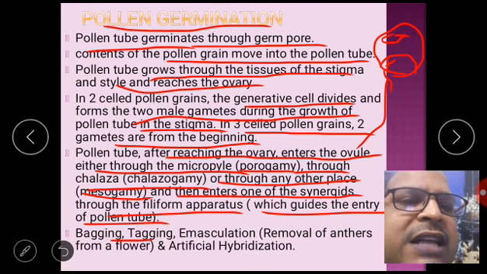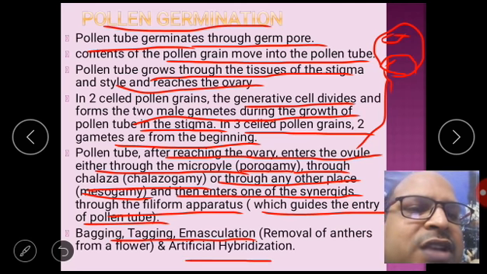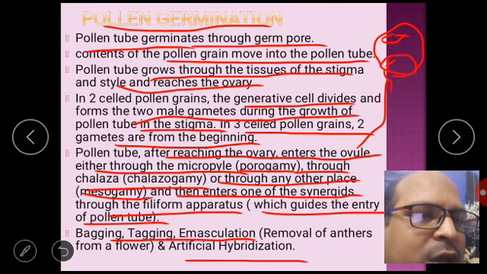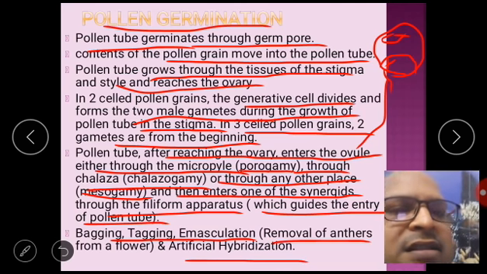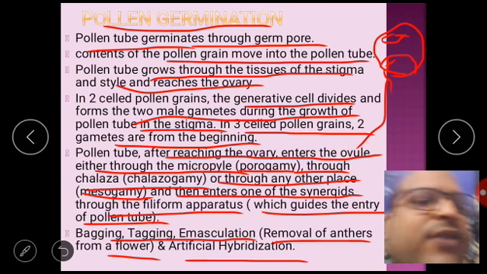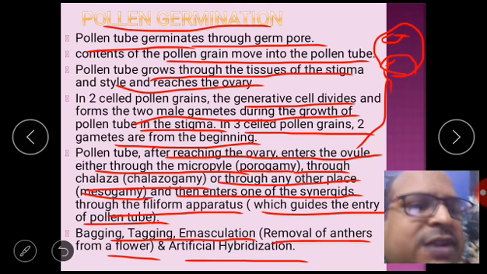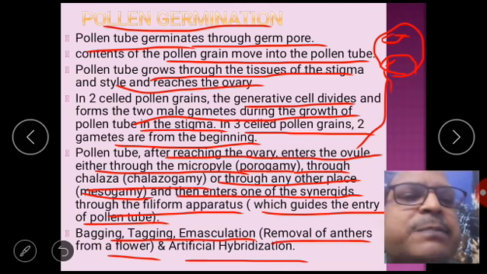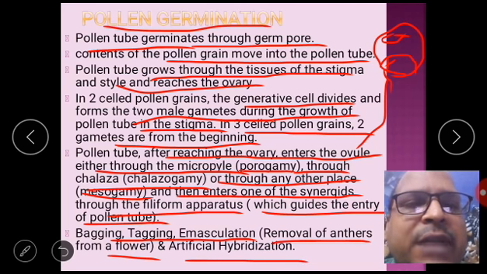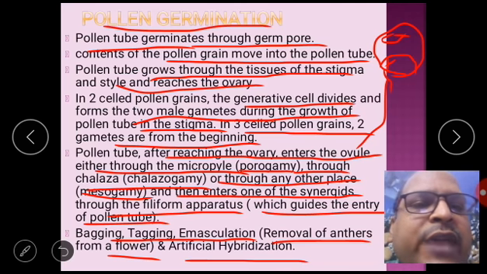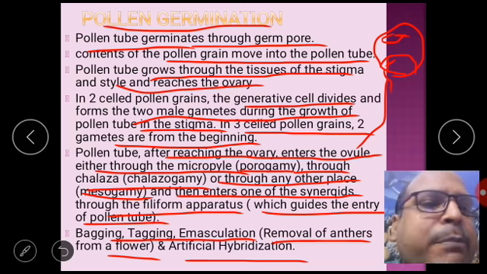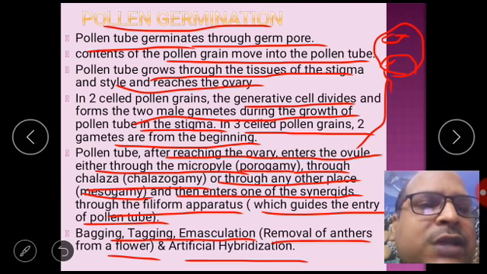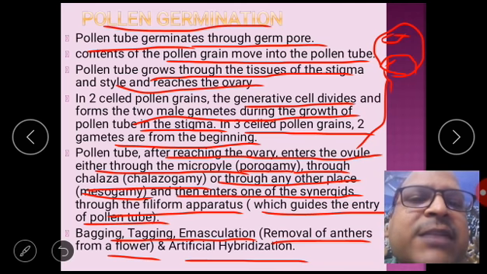Now, bagging, tagging, emasculation and artificial hybridization. This I am going to tell you. Dear students, emasculation is the process of removal of anthers from a flower. That means if a flower is bisexual, it has both male and female reproductive structures, then we remove the male reproductive structures, that is, the anthers. So the process of removal of anthers from a flower is known as emasculation.